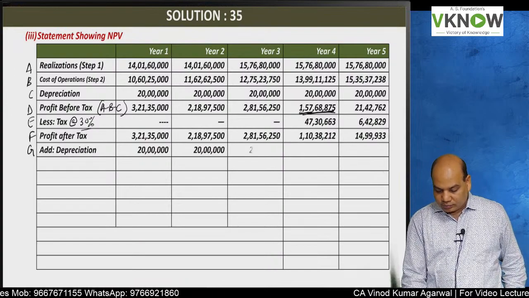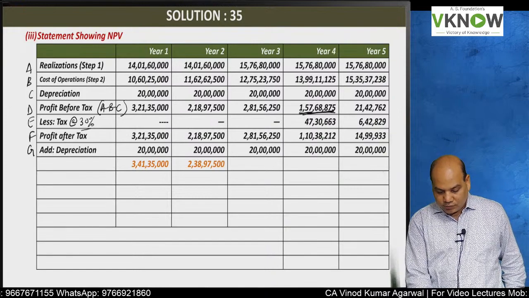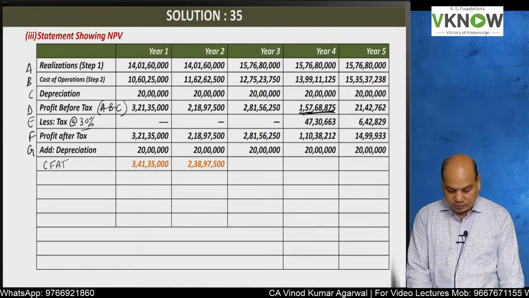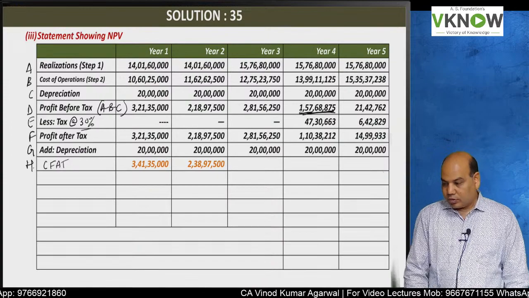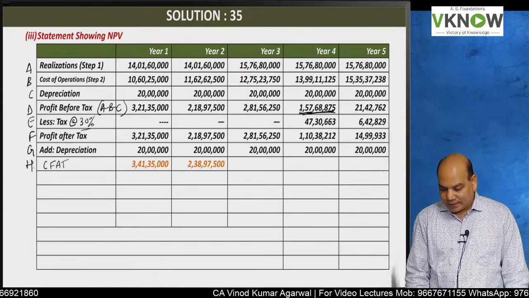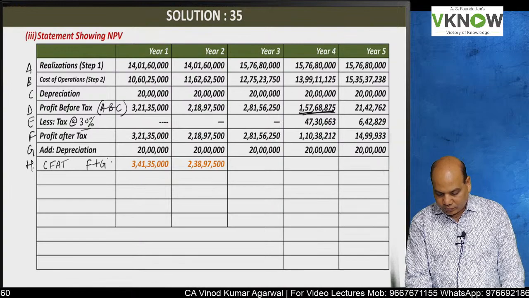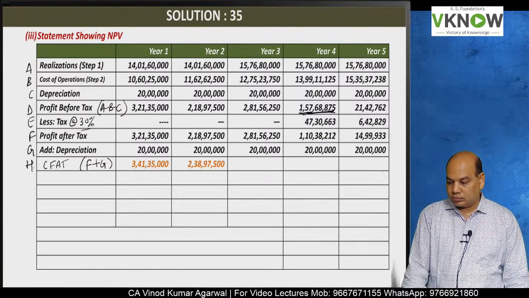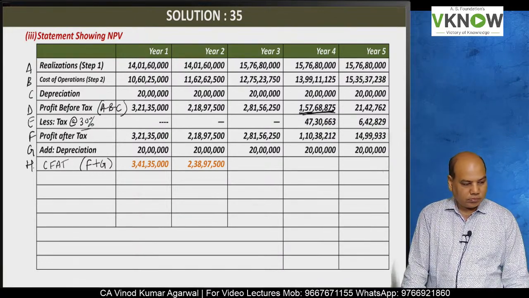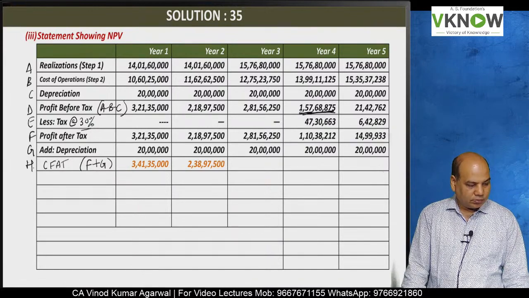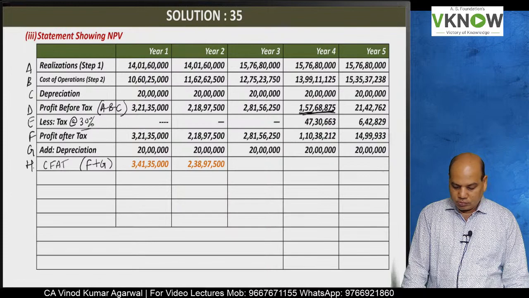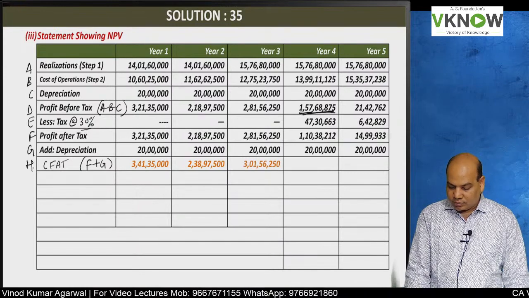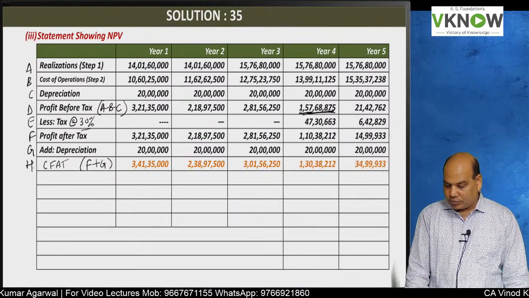Depreciation add back 20 lakh. So now you will get CF80. Write down point number H, CF80, F plus G. First year, second year, third year, fourth year, fifth year.